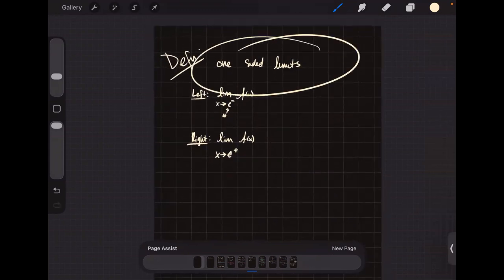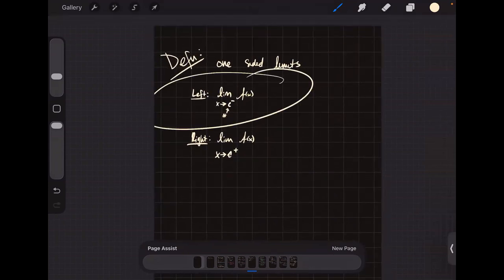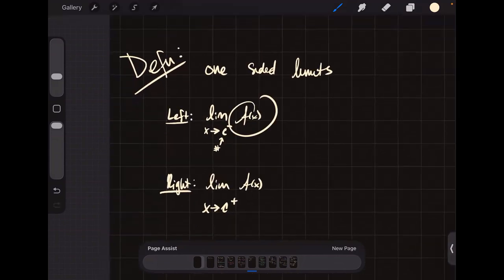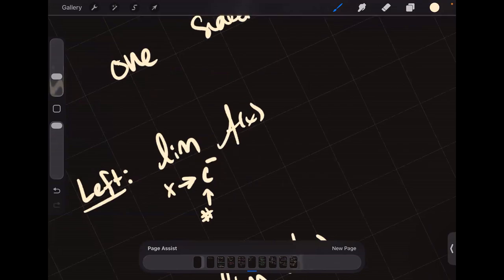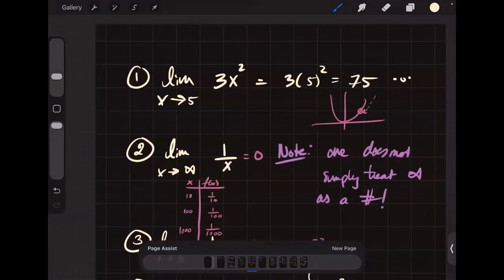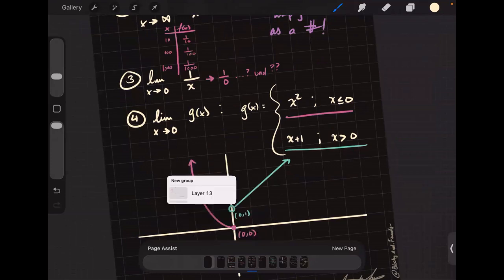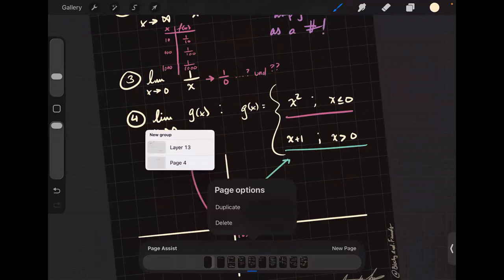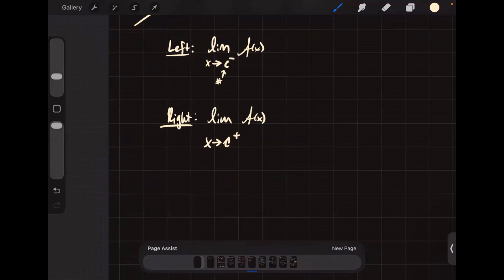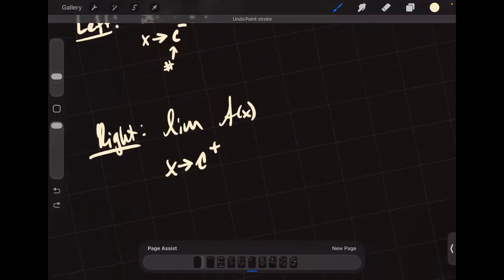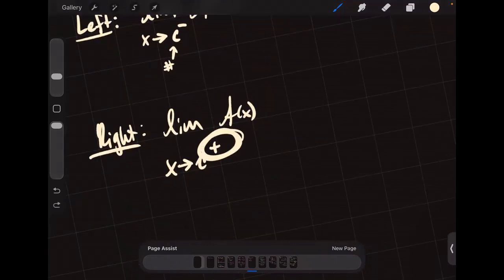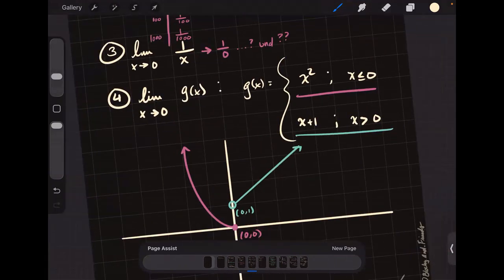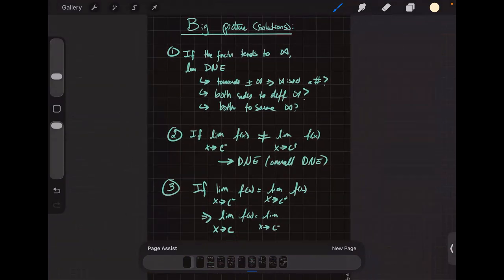I'm going to call them one-sided limits, okay? The left-hand limit follows the function as x approaches your number, c, from the left, that little negative sign. So in this case, you're going to follow from the left, right there. Similarly, you're going to have the limit as x approaches c of f of x from the right. And in this case, you're going to follow it from the blue side. When you work that out, you're going to find different answers, and that's okay.